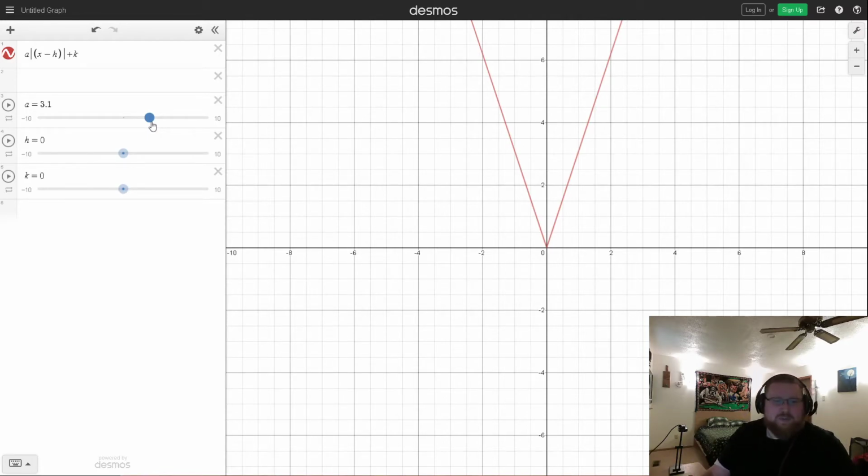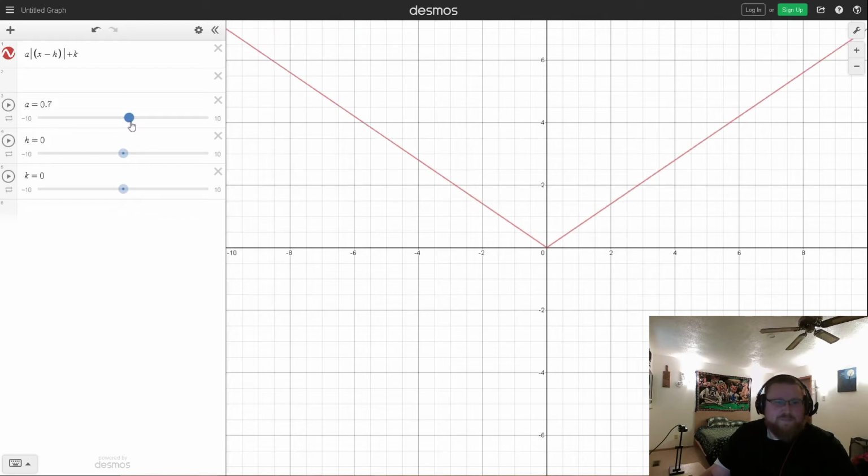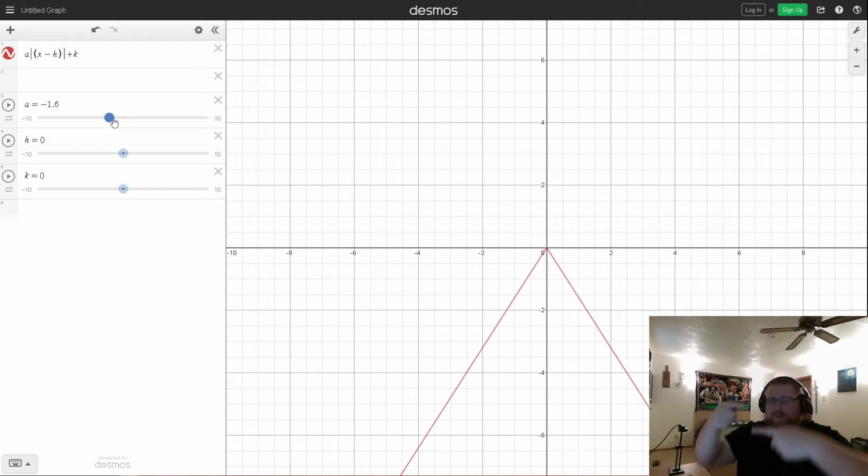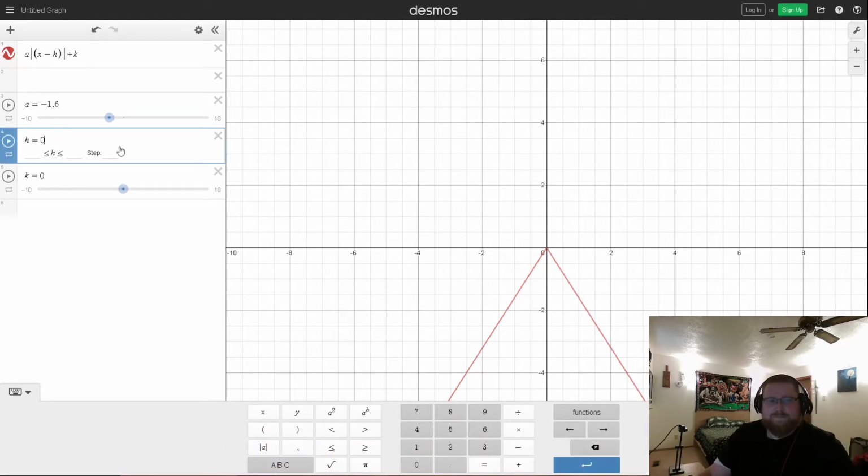If I make it less than 1, but still positive, it takes that graph and pulls it downwards. Okay, always pulling towards the vertex. If I make it negative, it does the opposite. It just flips the entire thing across the vertex. So instead of being up here, it is now down here. Same vertex, so same center point. Everything is flipped downwards. And notice that if I flip it downwards, h still moves it left or right.